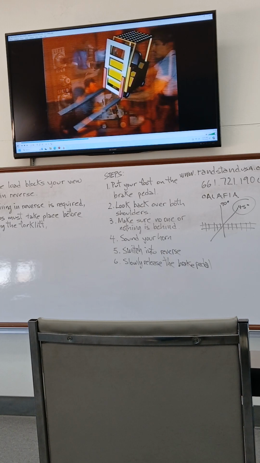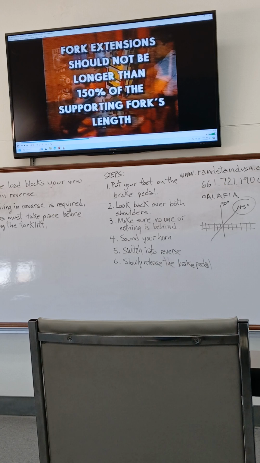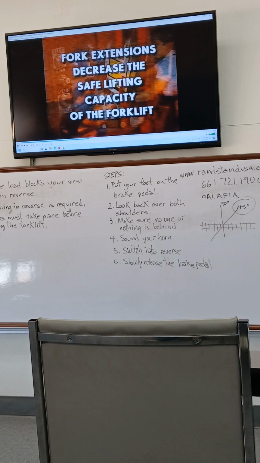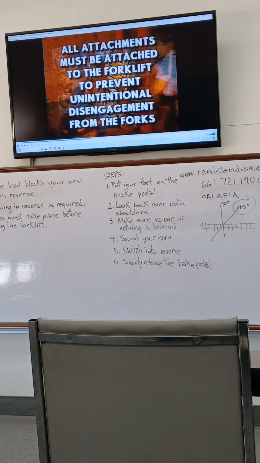Fork extensions, which are inserted over the forklift's existing forks, should not be longer than 150% of the supporting fork's length. By using forklift extensions, the safe lifting capacity is decreased. Fork extensions and all attachments must be attached to the forklift to prevent unintentional disengagement from the forks.